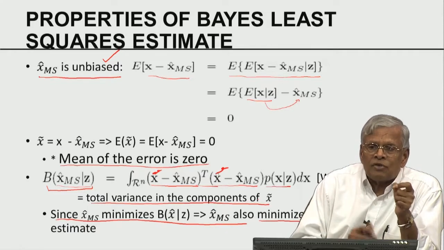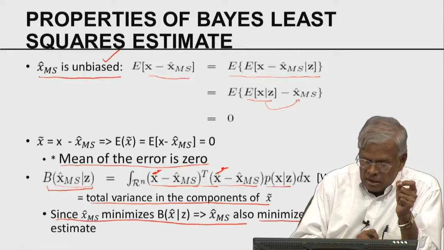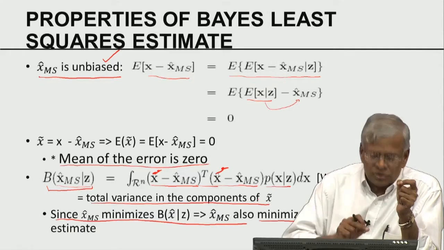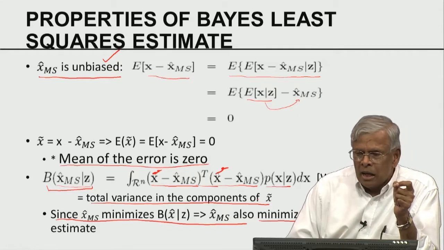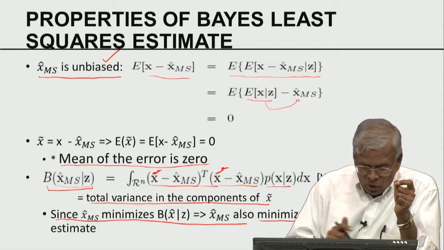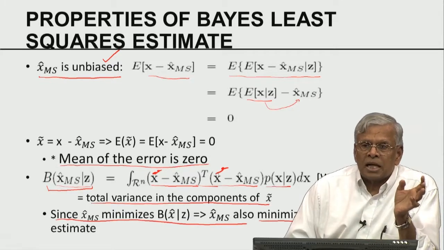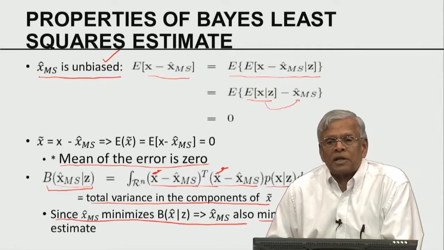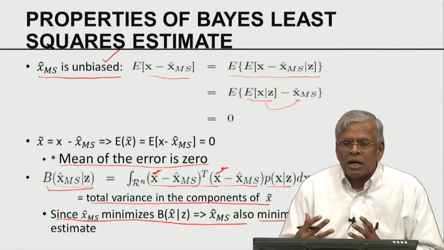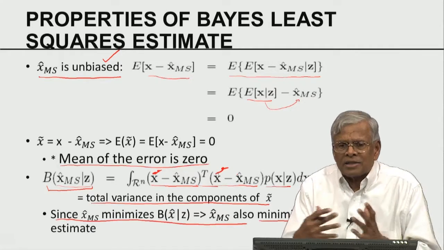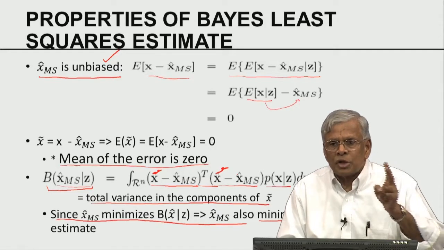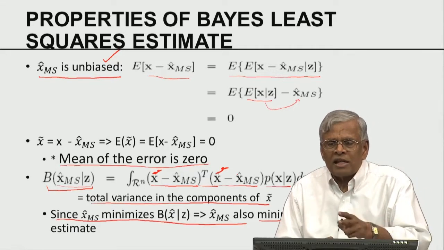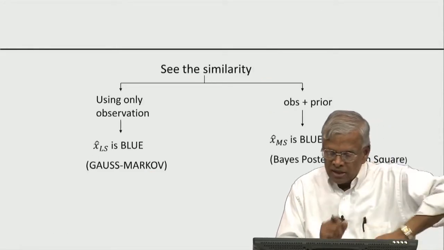The left hand side is the Bayesian cost function given the observation, and by virtue of the fact that the Bayesian estimate minimizes the conditional Bayes cost function, we already know the left hand side is minimum because x hat MS is a minimizer of the conditional Bayes cost function. The right hand side has an interpretation of variance. That's why we can associate important properties with this class of Bayesian estimation, namely the optimal estimate is equal to the posterior conditional mean. It also minimizes the total variance in the estimate.